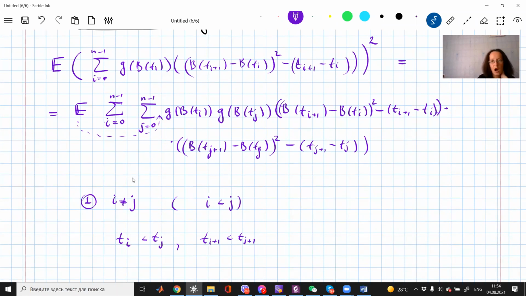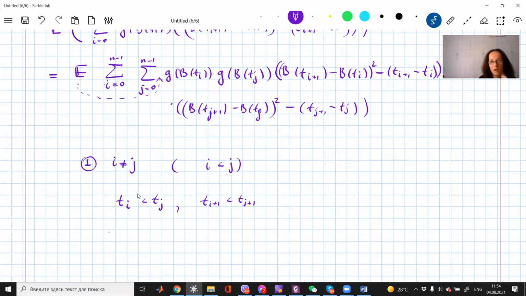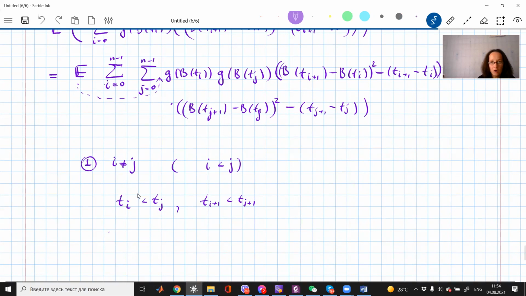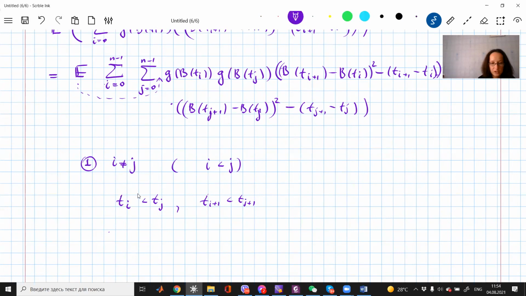Now I will take the conditional expectation of this term. So if I take the conditional expectation of all these values, B_{T_i}, B_{T_j}, and so on, I will not rewrite it here: indexes with i here, without square, and here indexes with respect to j. I will take the conditional expectation with respect to F_{T_j}.